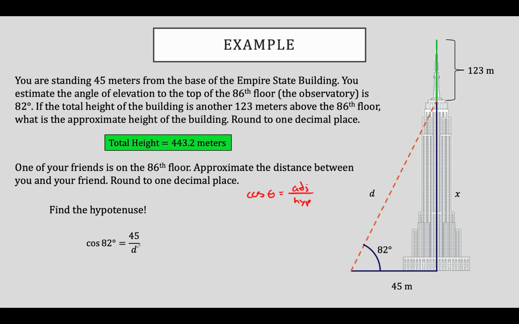And to solve for d, we would multiply both sides of the equation by d. That would give me d times the cosine of 82 degrees is equal to 45, and then divide by the cosine of 82, giving us d is equal to 45 over the cosine of 82 degrees. Plugging that into our calculator gives us the distance d between you and your friend is approximately 323.3 meters.